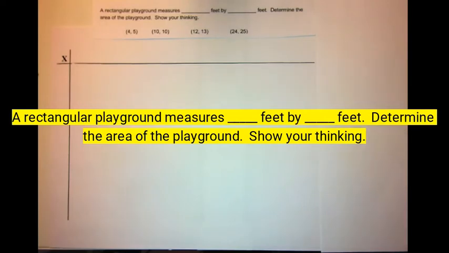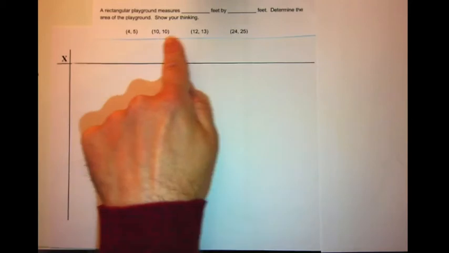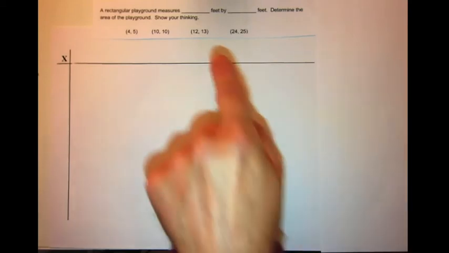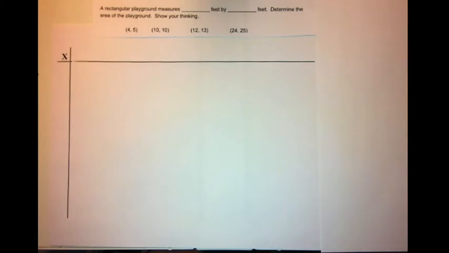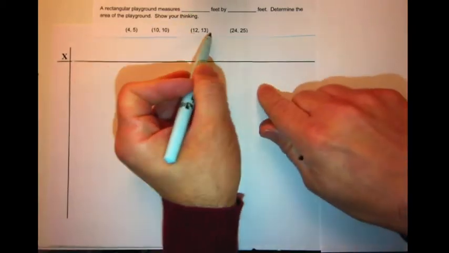A rectangular playground measures blank feet by blank feet. Determine the area of the playground. Show your thinking. So in this case, there are 4 sets of numbers along the bottom here. This is a great way to differentiate your instruction because different students may start out with different sets of numbers depending on where they are with this. And they would put the first number in the first blank and the second number in the second blank. So for our example, we'll take the 12 and 13.